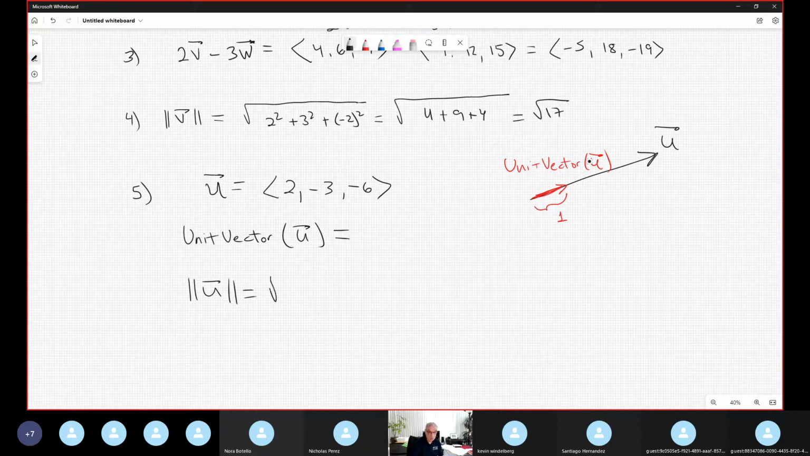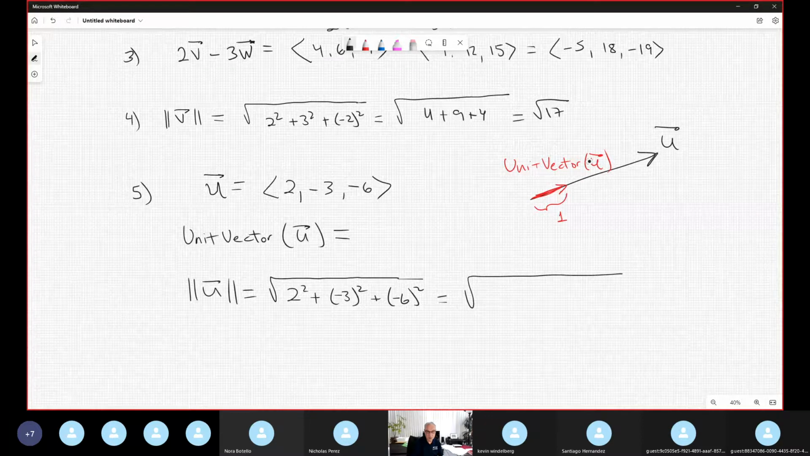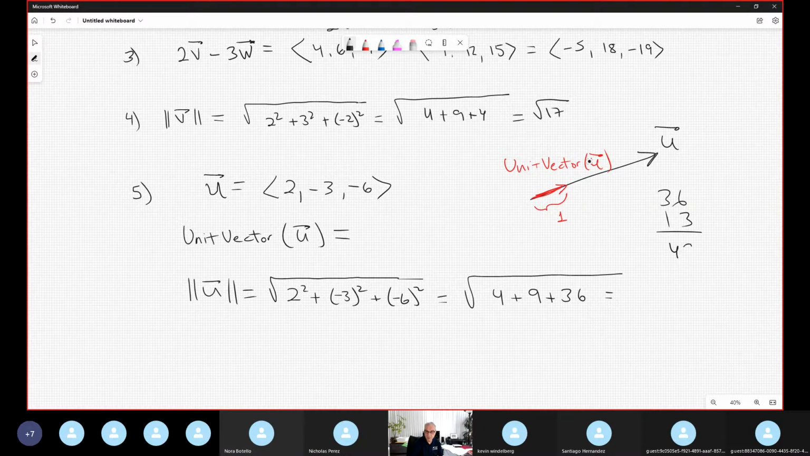It's the square root of 2 squared plus negative 3 squared plus negative 6 squared. So 4 plus 9 plus 36. 36 plus 13 is 49. And the square root of 49 is 7. This is the magnitude. So this vector is in one specific direction, but the magnitude is 7. So that distance is 7. However, I need the unit vector in the same direction.